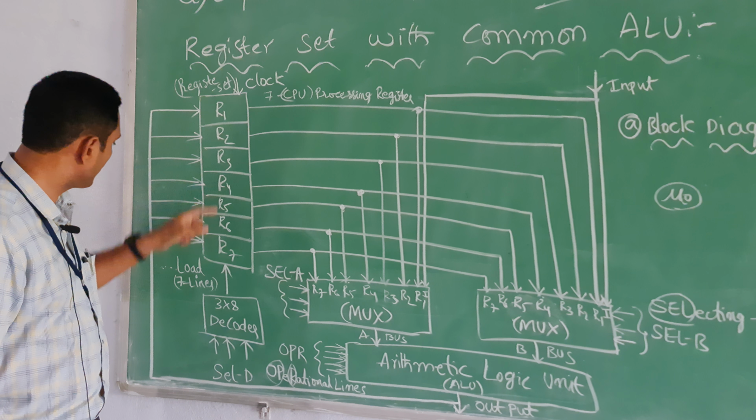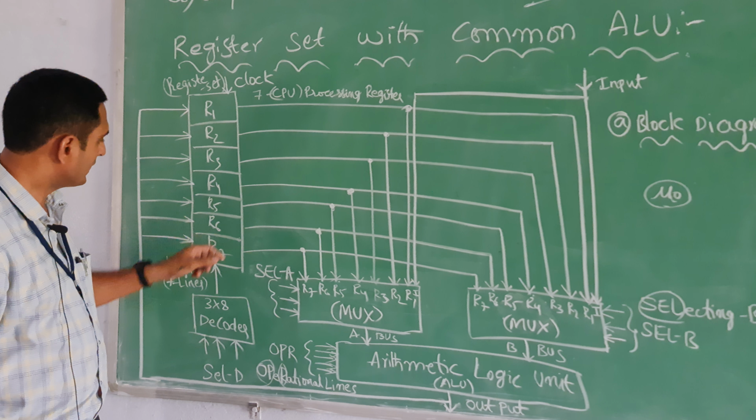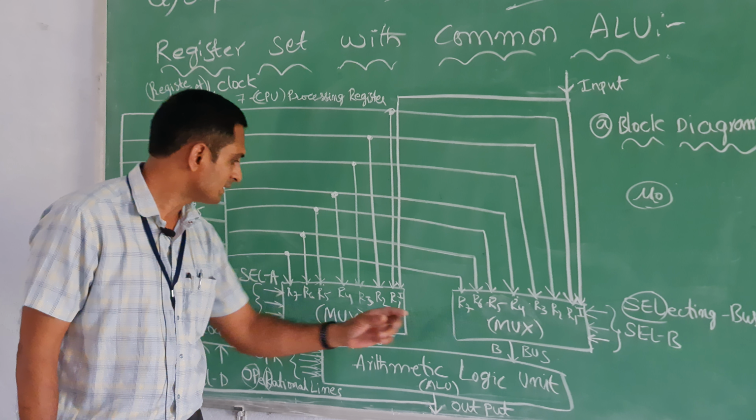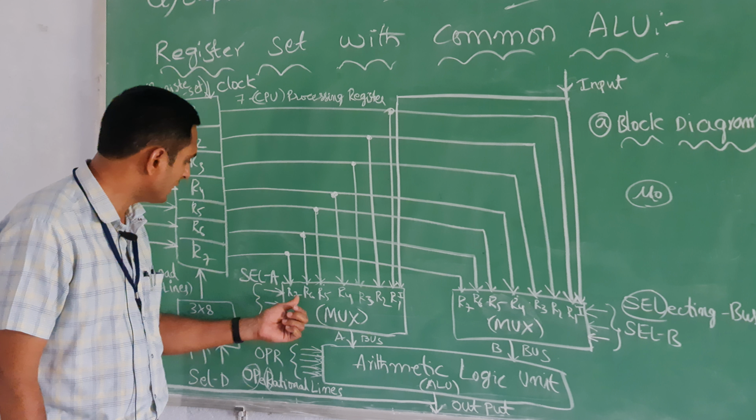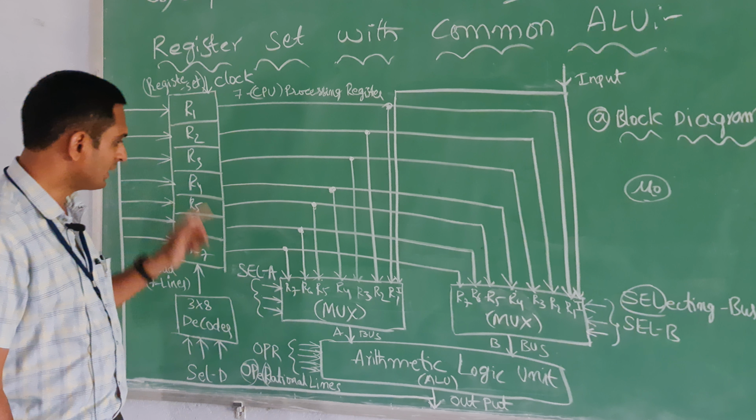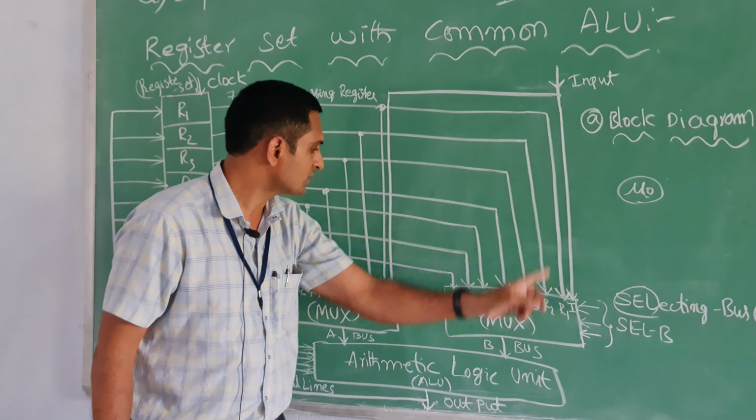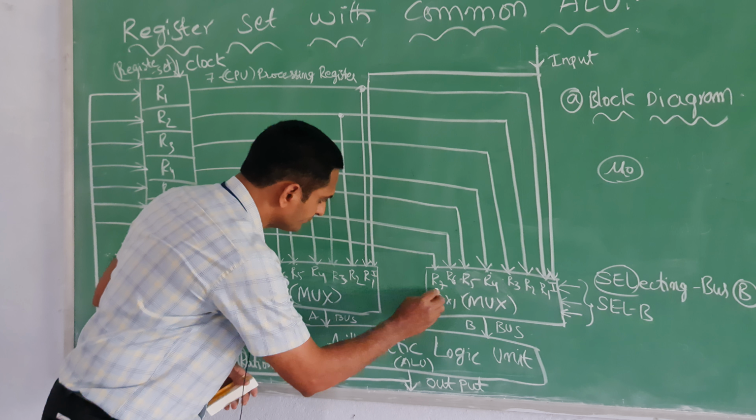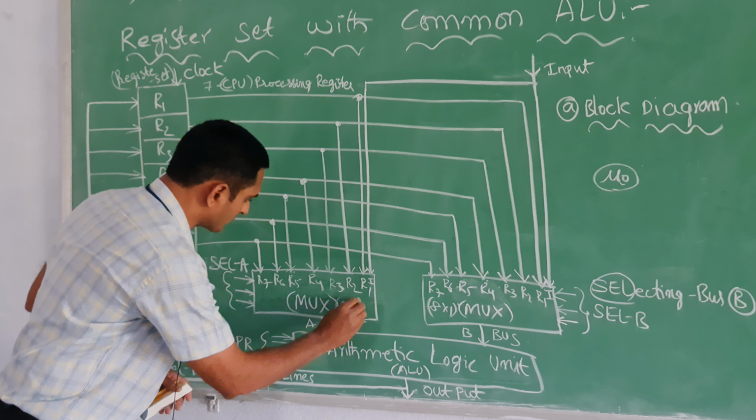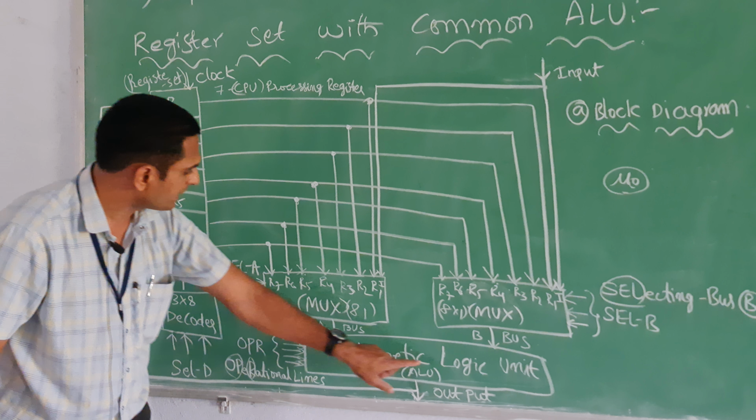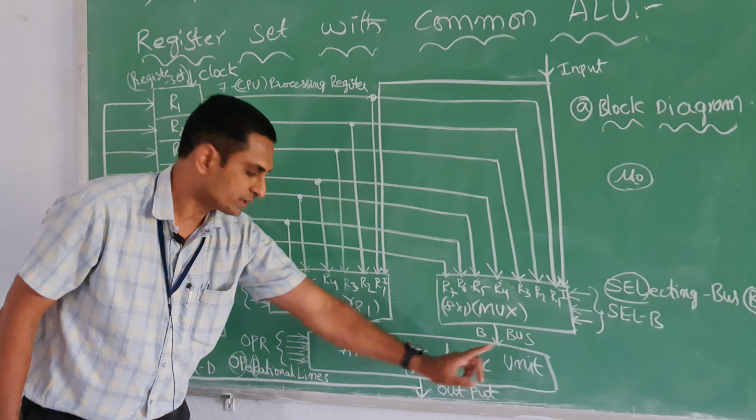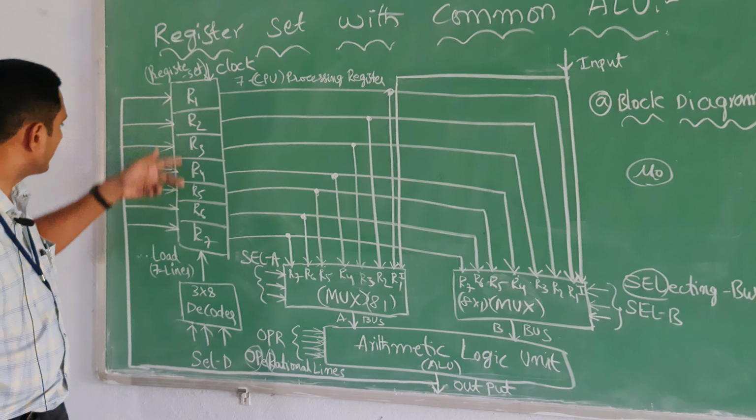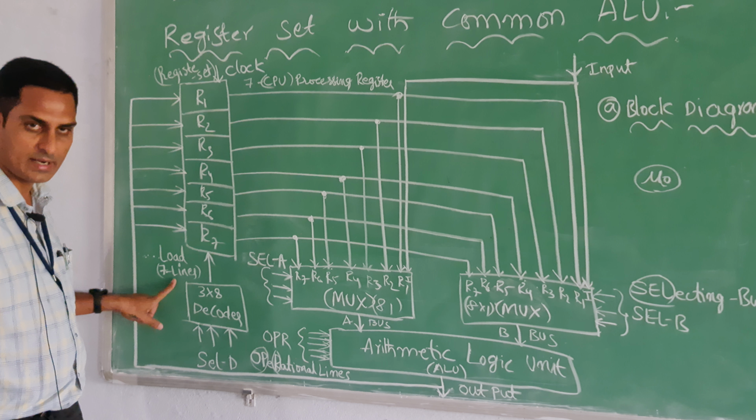Here we have 7 registers and 2 mux. Already told you in my previous video, mux means multiplexer, which takes many inputs and gives one output. Here 8 inputs: these 7 registers and 1 input from outside. So 8 inputs, an 8 into 1 mux, this one. And here also an 8 into 1 mux. That will enter into the arithmetic logic unit, which will give output, and that is again connected to these 7 registers through 7 load lines.